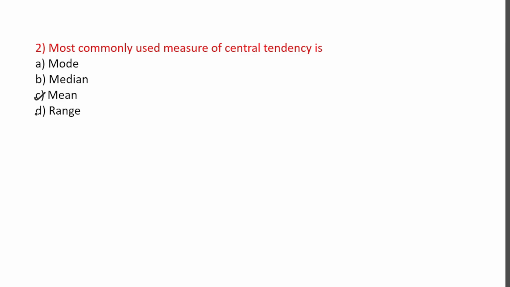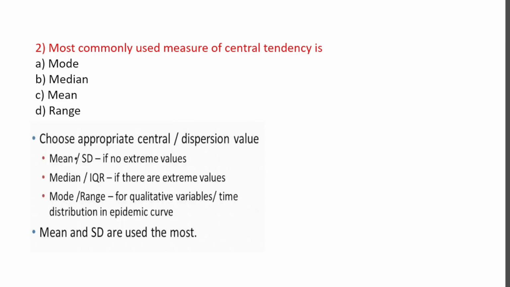Now, let us see how it is. See over here. These are the central tendencies, and these are the dispersion values. In the central tendencies, you have the mean, median, mode. Correspondingly for dispersion, you have the standard deviation, then the interquartile range, then the range. If no extreme values are present, then you take either mean or standard deviation. If there are extreme values, then you consider median or interquartile range. And for qualitative variables or time distribution in the epidemic curve, you take mode or range into consideration.